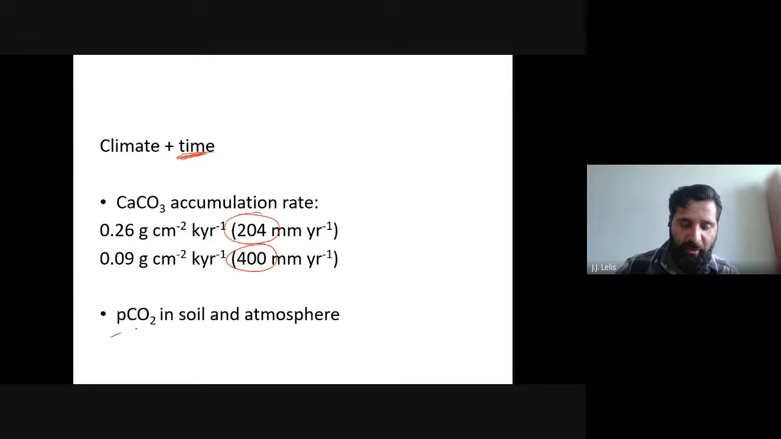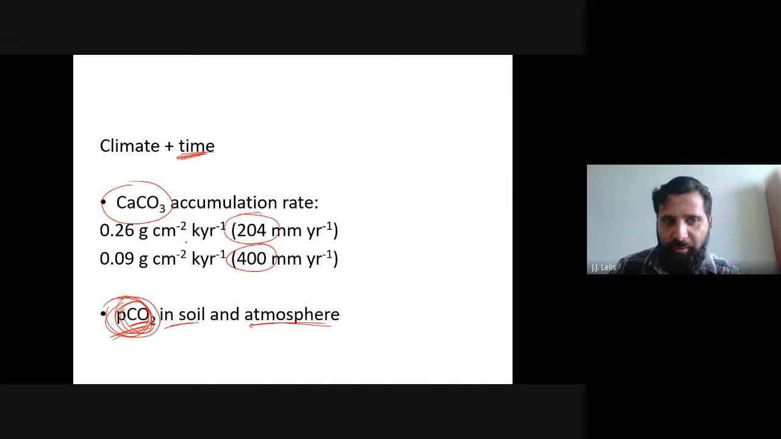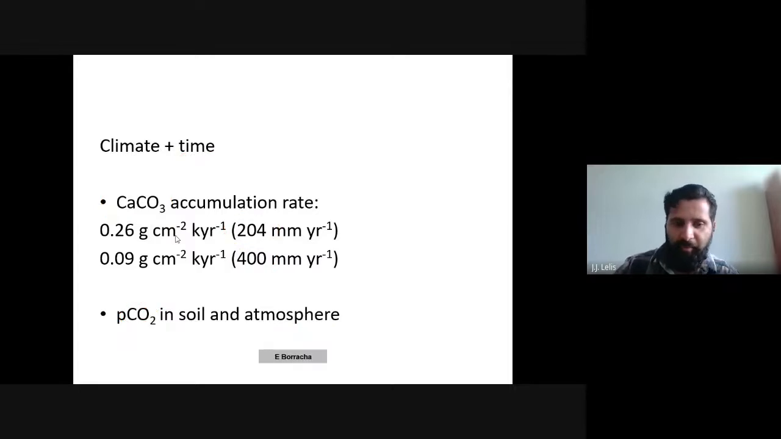And again, of course, we also should understand that in the past, the pressure of carbon dioxide could be much higher than today in the soil and of course in the atmosphere. And both pressures influence the formation of calcium carbonate in soil. So if you are dating very ancient soils, maybe you should consider that this pressure could be different in the past, in soil and in the atmosphere.